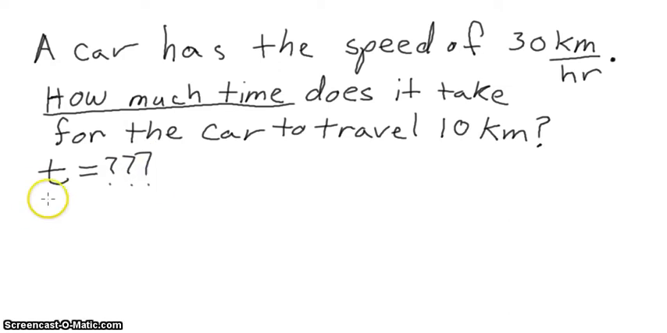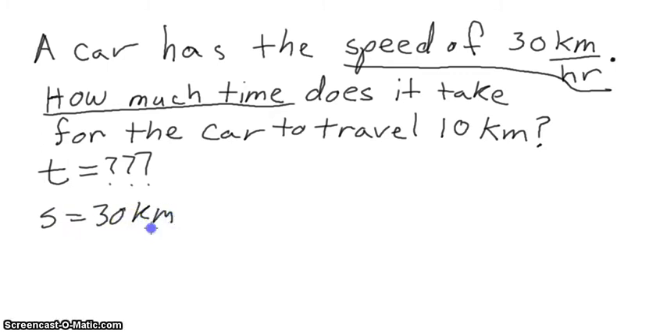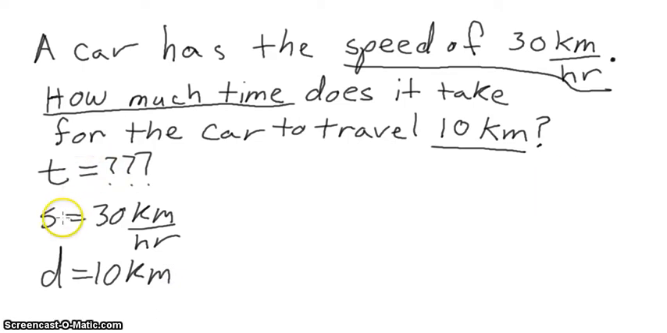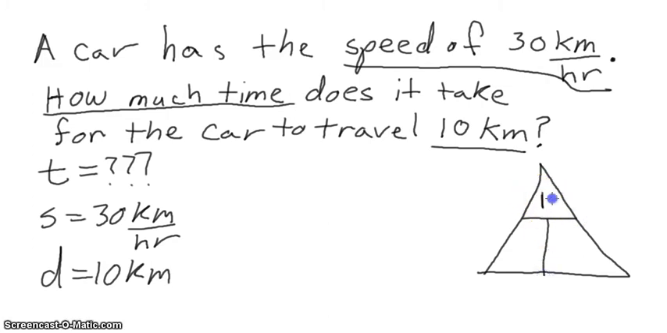Okay? And what else does the problem tell us? Well, the problem tells us the speed of the car is 30 kilometers per hour. Okay? And the amount of time that the car has to travel is the time during a 10-kilometer trip. So the distance the car travels is 10 kilometers. Okay? So we have our time, our speed, and our distance. So now I draw my pyramid, just like I did before, where I have distance on top, speed on the bottom, and time on the bottom.